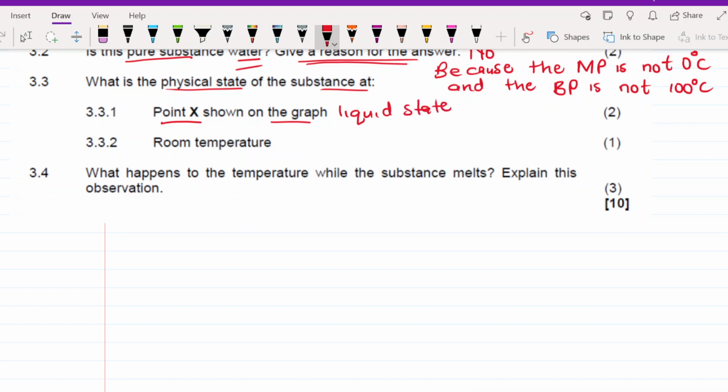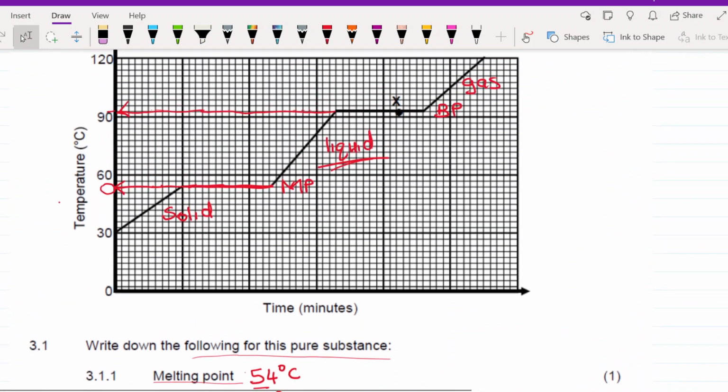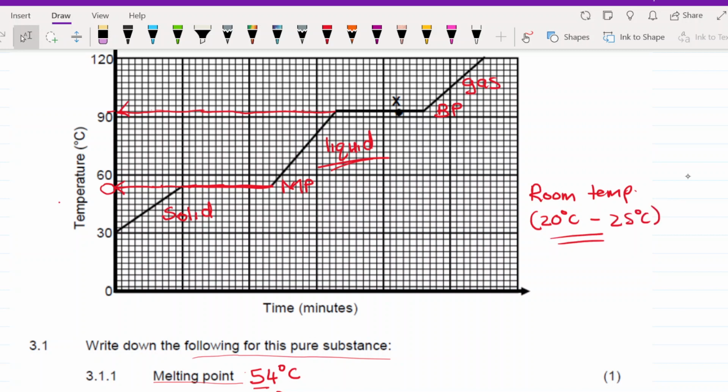And then look at the following question 3.3.2. What is the physical state of the substance at room temperature? Now, what is room temperature? Room temperature, by explanation, is a temperature between 20 Celsius degrees and 25 Celsius degrees. This is the room temperature. So where is 20 Celsius degrees and 25 Celsius degrees? It must be below here. It's like somewhere here.